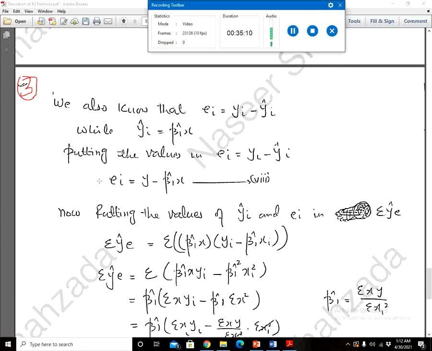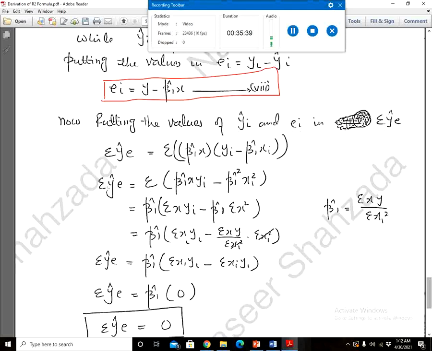Before, we derived the value of yi cap, which is equal to beta 1 x, and now we are explaining the other component, that is ei. ei is equal to small yi minus small yi cap, while yi cap is equal to beta 1 x. Putting the value in ei, that is equal to yi minus yi cap, so ei is equal to y minus beta 1 x. Now putting the value of yi cap that we have derived, that is equal to beta 1 x, and the ei value in the summation y cap e, to prove it to be equal to 0.